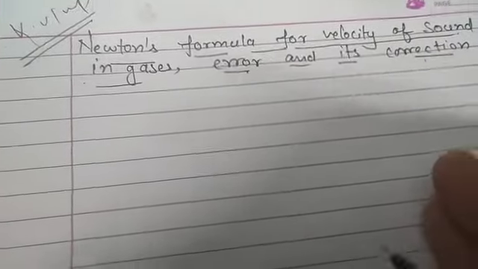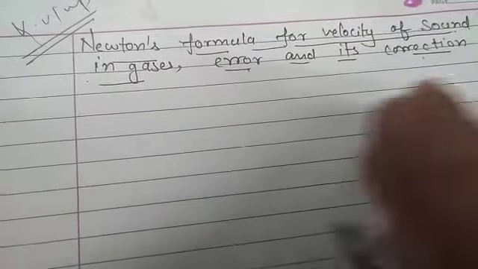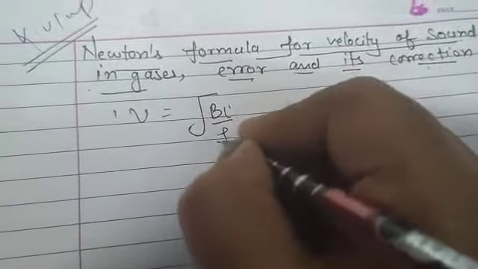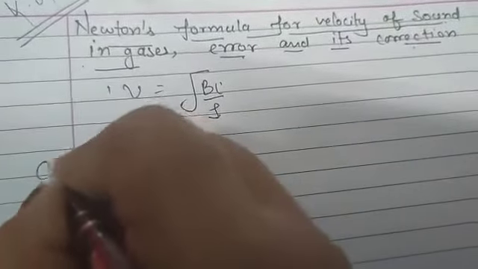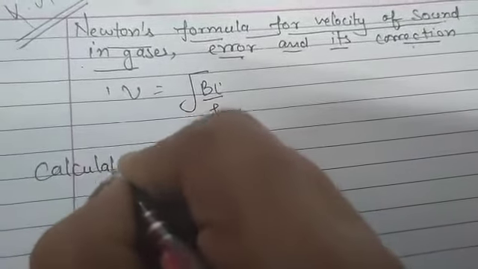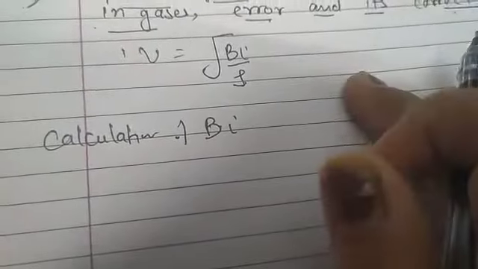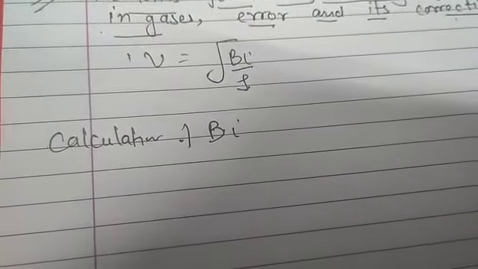So in that case, he uses the coefficient of isothermal elasticity, that is Bi, and gives the formula that speed is equal to root of Bi by rho. Now let us calculate Bi first. Calculation of Bi. Here Bi is basically the isothermal elasticity.